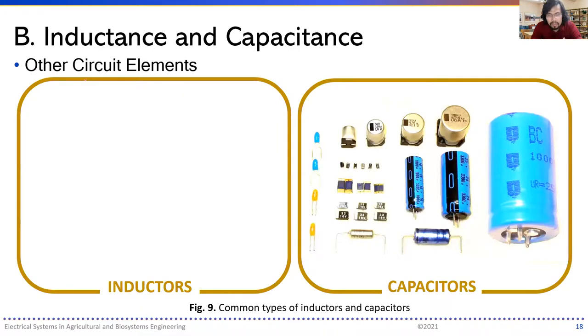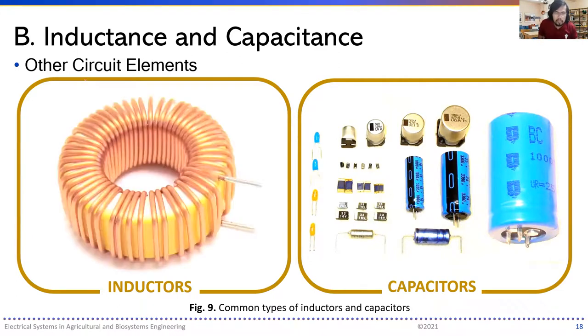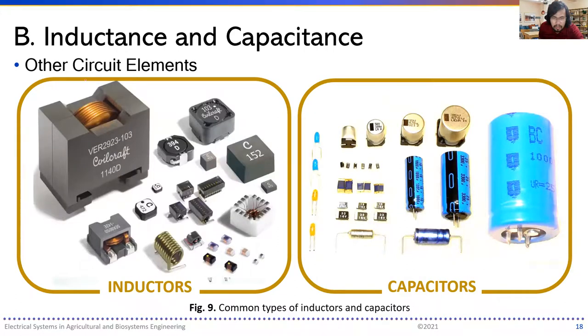Now we have talked about the voltage and current sources, and now we talk about the other circuit elements. We have also talked about the resistors. Now there are inductors and then capacitors. Okay, these are the two other most common circuit elements, which we're going to make use of in this discussion. These two circuit elements are responsible for the phenomena of inductance and capacitance. They're very important also in AC circuits, as you will see here. You have the commercially available inductors and also the capacitors on the other side.